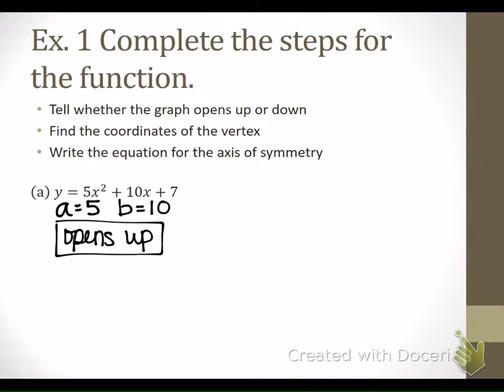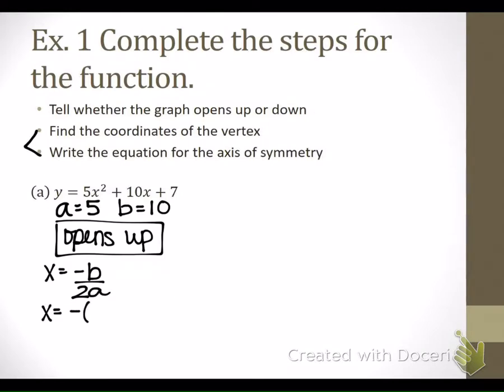Awesome. Now, once we've identified whether the graph opens up or down, they then want us to find the coordinates of the vertex and the axis of symmetry. Those two things kind of go hand in hand, so we're just going to work these two pieces out together. We're going to use the formula x equals negative b over 2a. Okay, write it down.